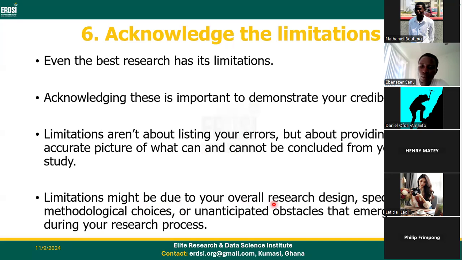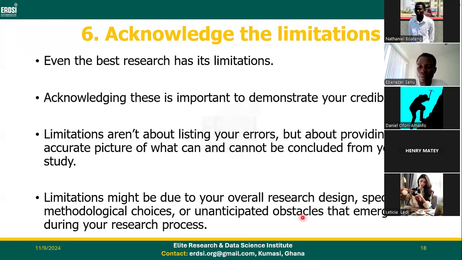Limitation might be due to, for example, your research design. When we use an observational study design like cross-sectional studies, case-control studies, or cohort studies, they don't establish a causal or cause-effect relationship. So the kind of design you use becomes a limitation, which you must justify. Or the methodology that you use becomes a limitation. You have to justify that this methodology or approach you used might affect the result.